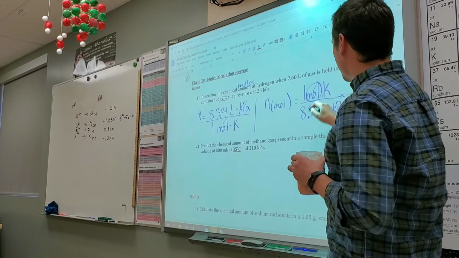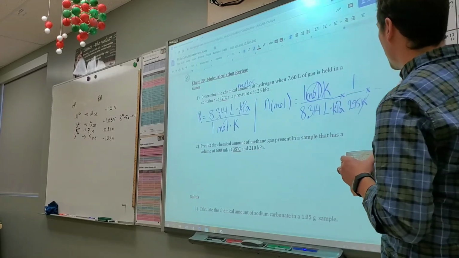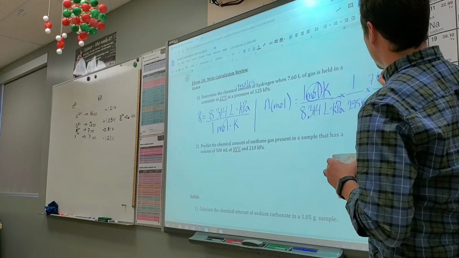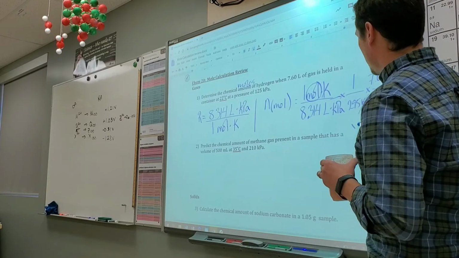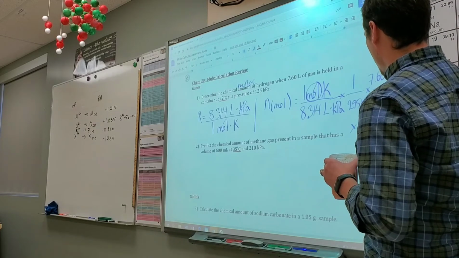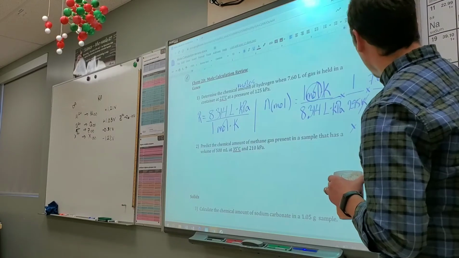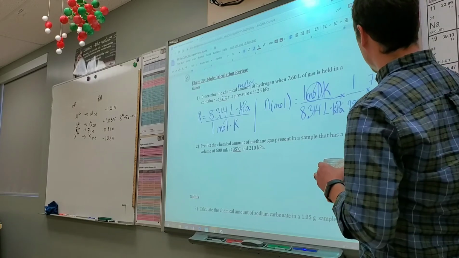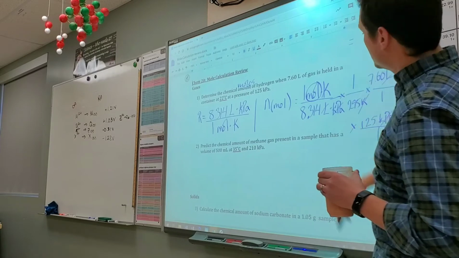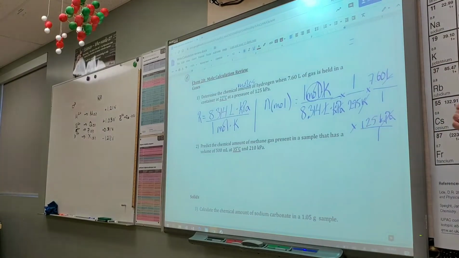So Kelvin and Kelvin cancel out. And then we just have to multiply by liters and kilopascals. So 7.60 liters, and then 125 kilopascals. So kilopascals, liters, I'm left with moles. Somebody tell me what do I get?